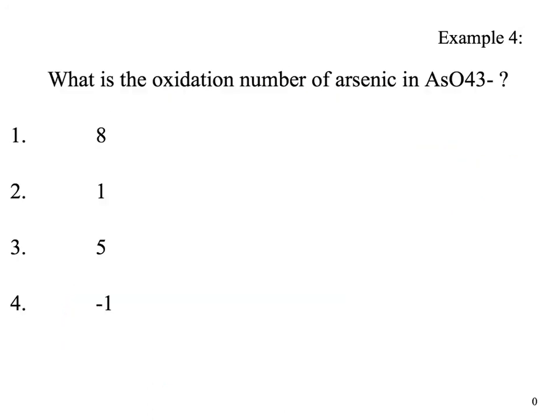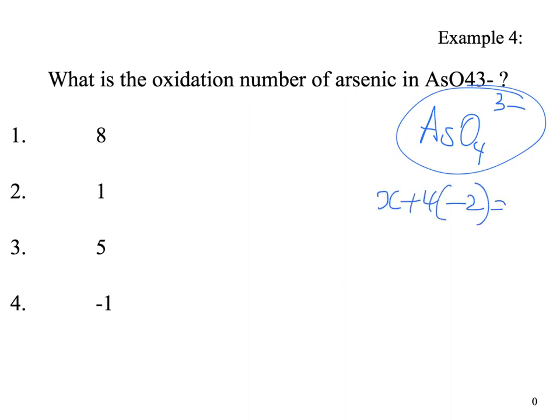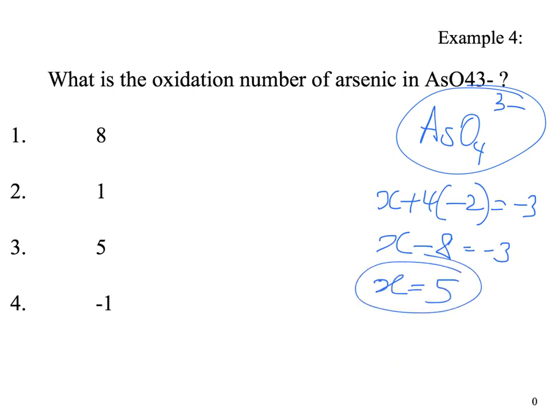Okay, the question is, what is the oxidation number of arsenic in AsO4 negative? And so you're going to follow the same rule. x plus 4 times negative 2 is negative 3, or x minus 8 is equal to minus 3, or x is equal to 5.